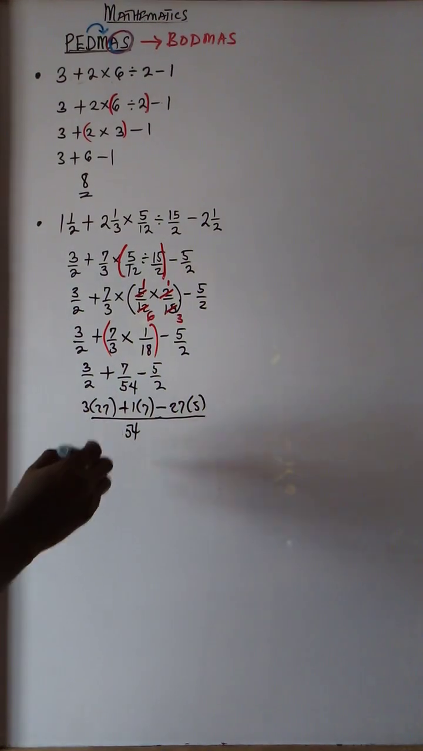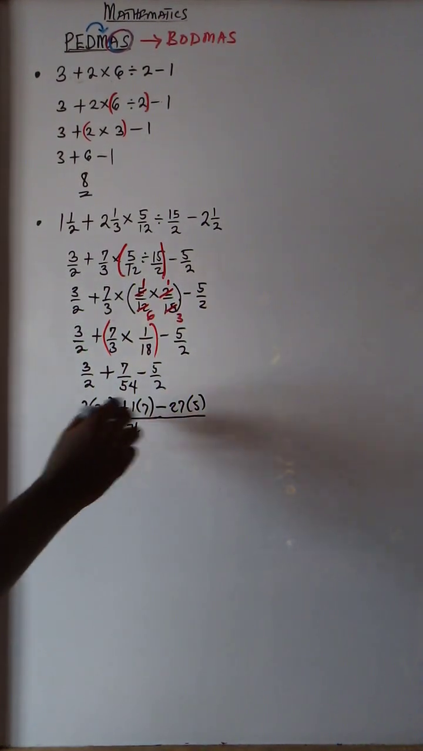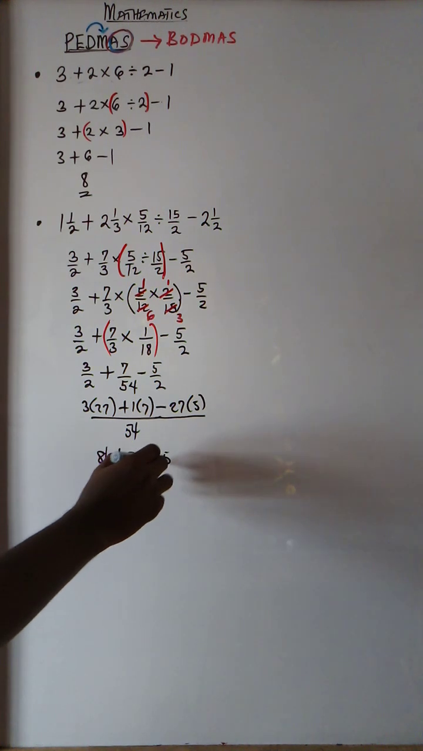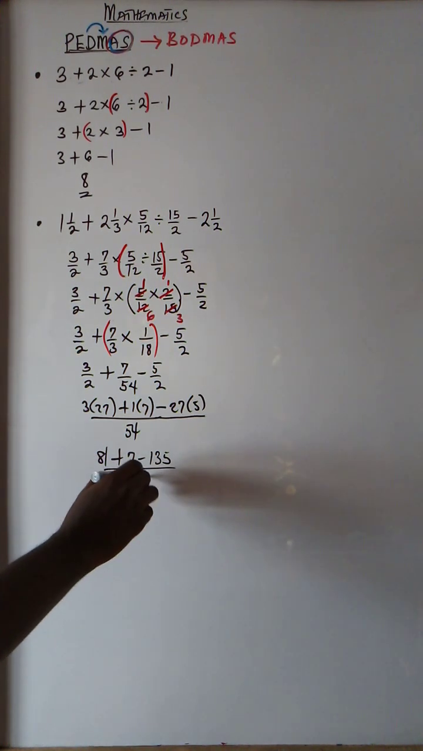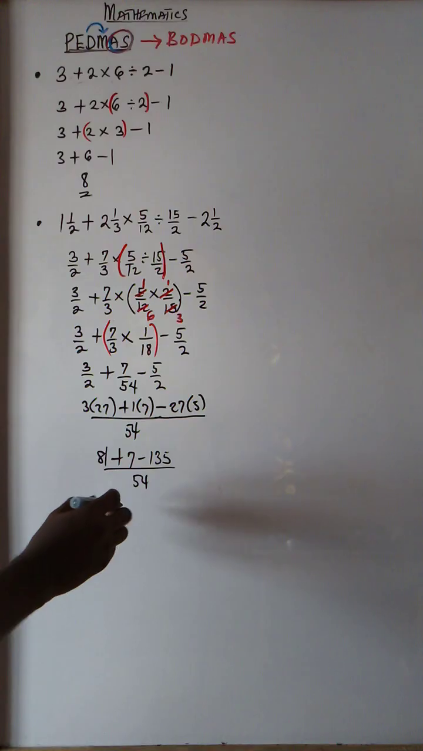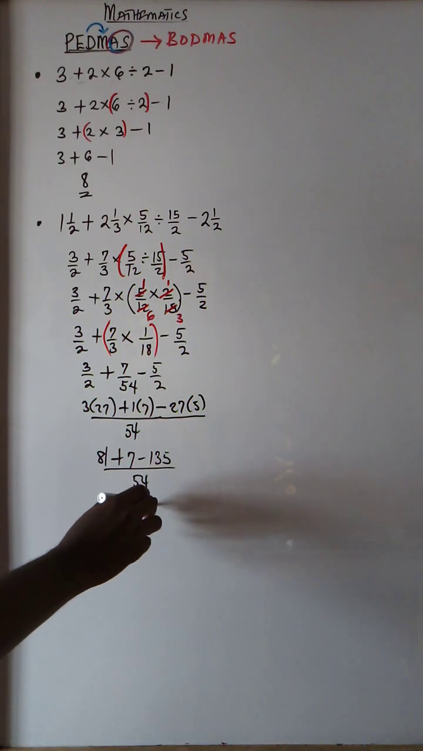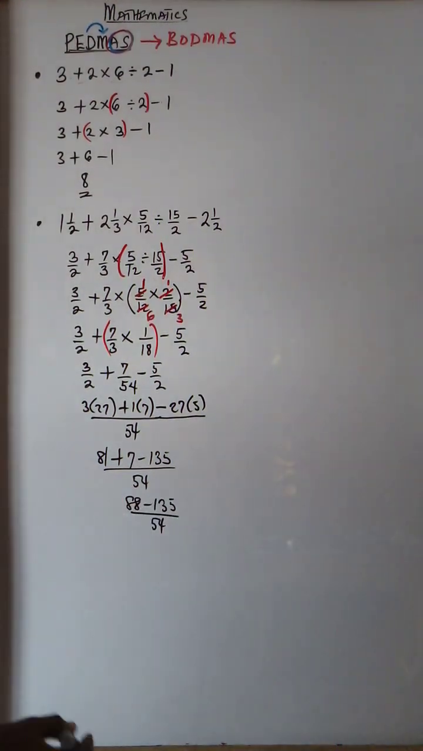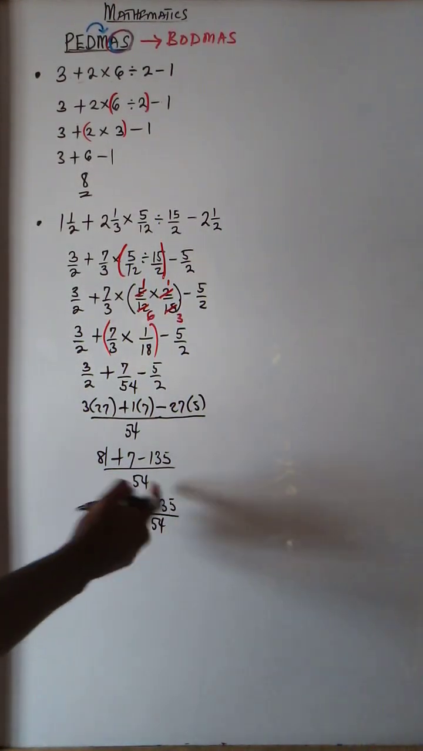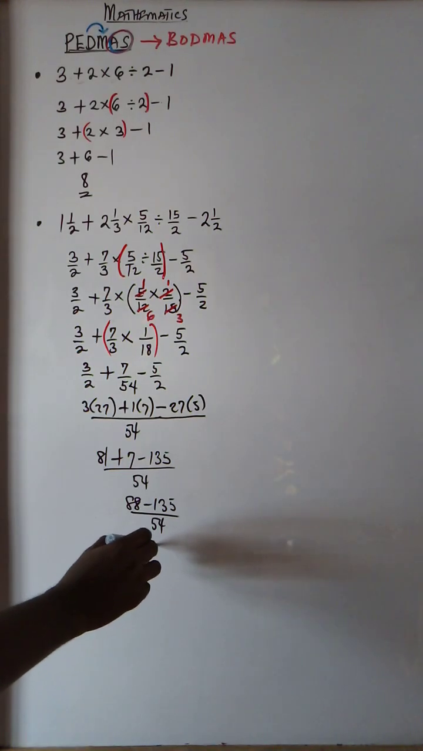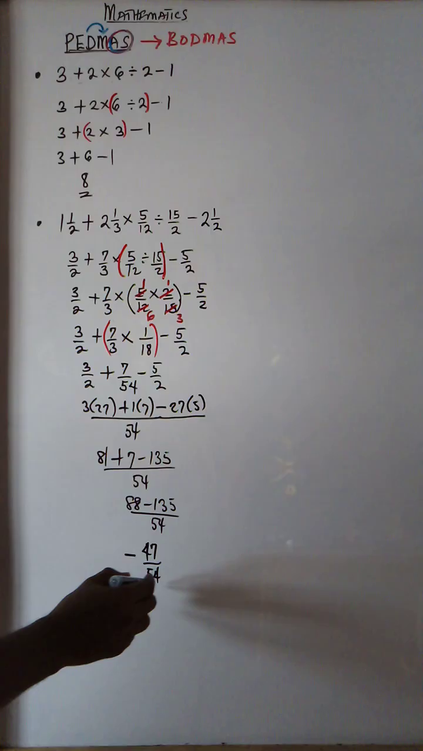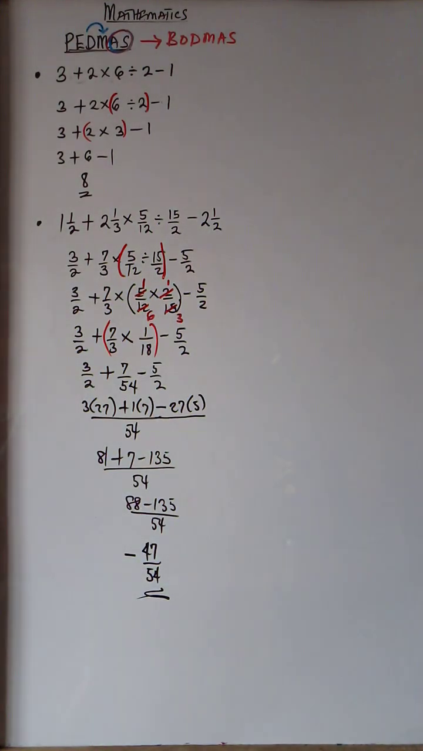So 3 times 27 is 81. 1 times 7 is 7. 27 times 5 is what? 135 over 54. 81 plus 7 is 88. 88 minus 135 over 54. So what next? 88 minus 135 is impossible, then we write minus. 135 minus 88 will give us 47 over 54. And from here, there is no common factor. So that will be the final answer.